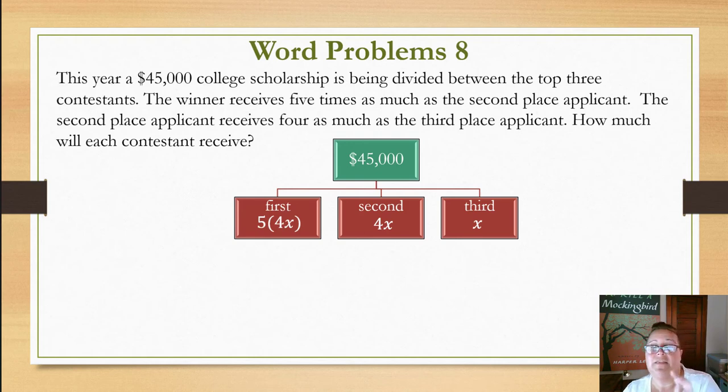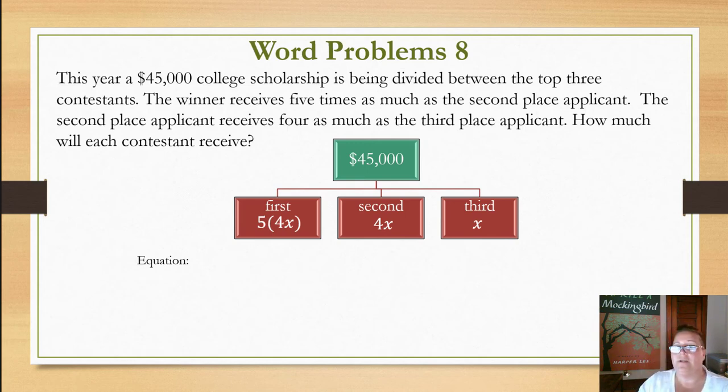Once I have this row filled in, I can now put it together to get my total. So I will have 5 times 4X plus 4X plus X is equal to 45,000. Do you see those ones I put in front there? Those ones are because there was only one first place winner, only one second place winner, and only one third place winner. Those ones are important a little bit later when there's more than one in each place.